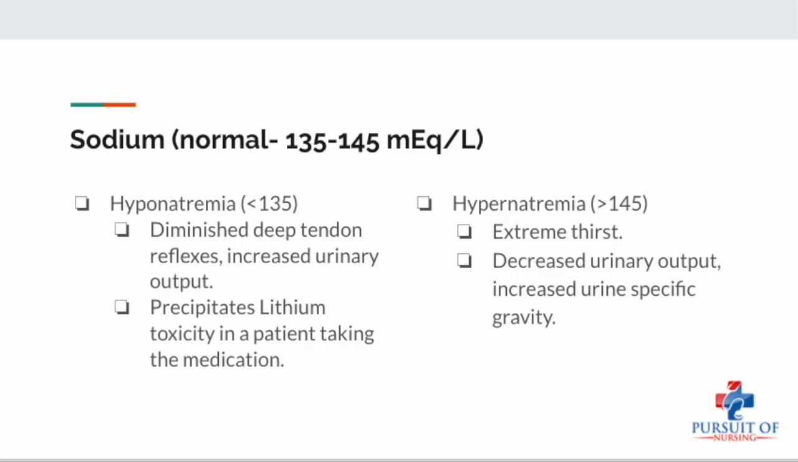Okay, so our normal sodium level is 135 to 145, making hyponatremia less than 135 and hypernatremia greater than 145. With hyponatremia, you are going to see diminished deep tendon reflexes and increased urinary output.